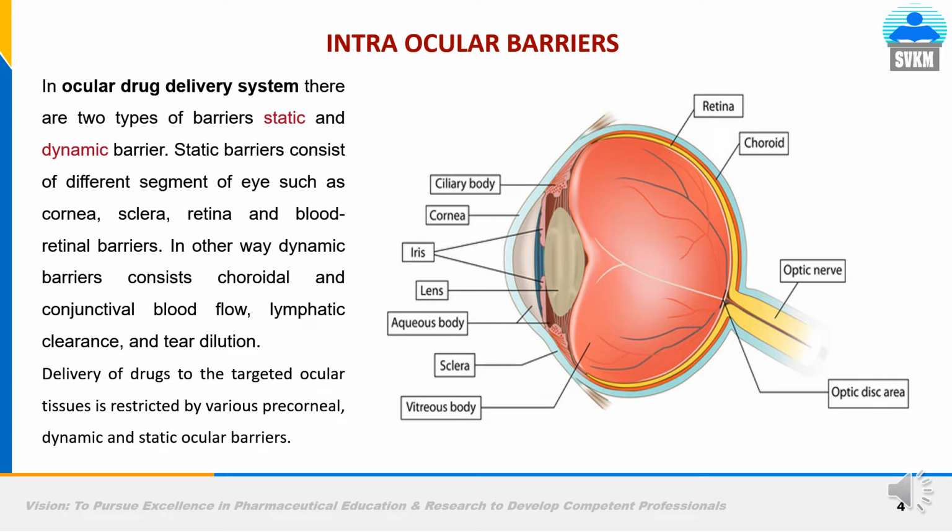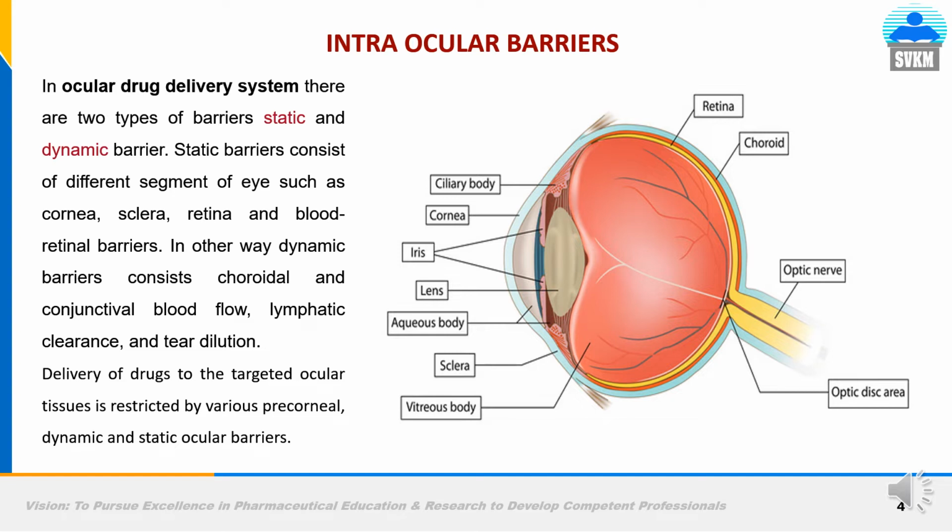Delivery of the drugs to the targeted ocular tissue is restricted by various precorneal, dynamic, and static ocular barriers. I just stated dynamic and static. Now, what does precorneal mean? Precorneal barriers means spillage of the drug because of overflow. How? See, normal eyes without blinking can accommodate 30 microliters. One drop is approximately 50 microliters. What does this mean? More than 70% of the drug is expelled.